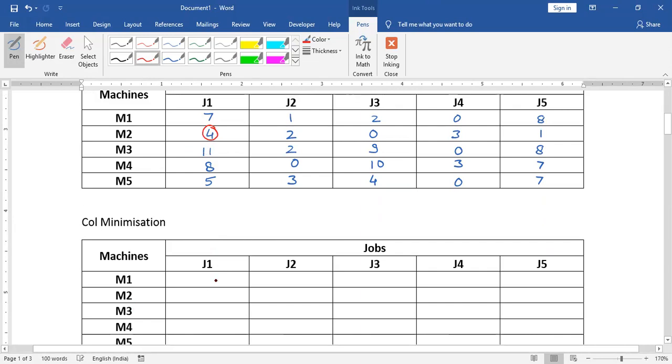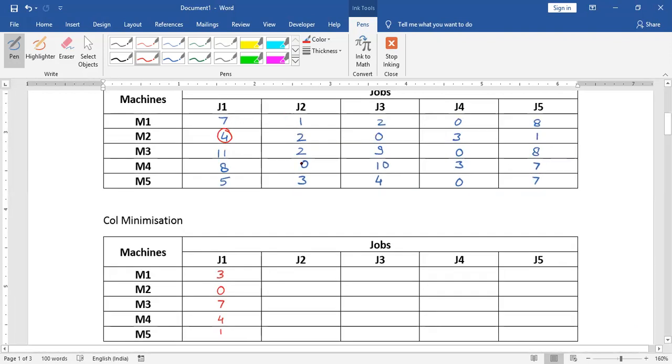So 7 minus 4 is what? 3. 4 minus 4 is 0. 11 minus 4 is 7. 8 minus 4 is 4. And 5 minus 4 is 1. Right. Now, what about the next case?